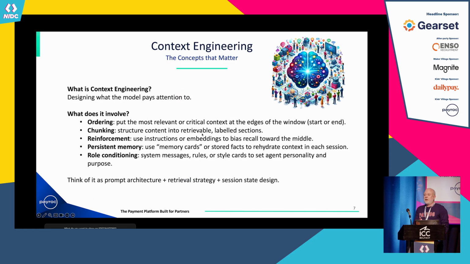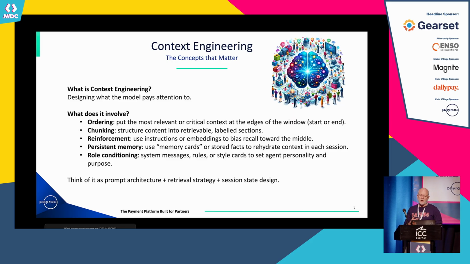So this term has appeared, context engineering. Prompt engineering was the thing. We've moved on. Now we're context engineering. But really all that's about is setting the session state for your agent, making sure that it has the information it needs when it needs it to make the right decision. There's a lot of different ways for you to do that: ordering, chunking, reinforcement, persistent memory, which is one I'll try and show, and some rule conditioning.